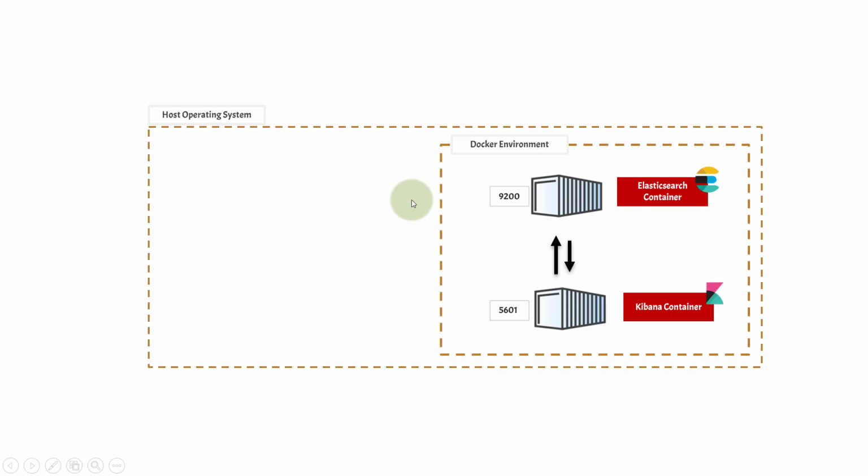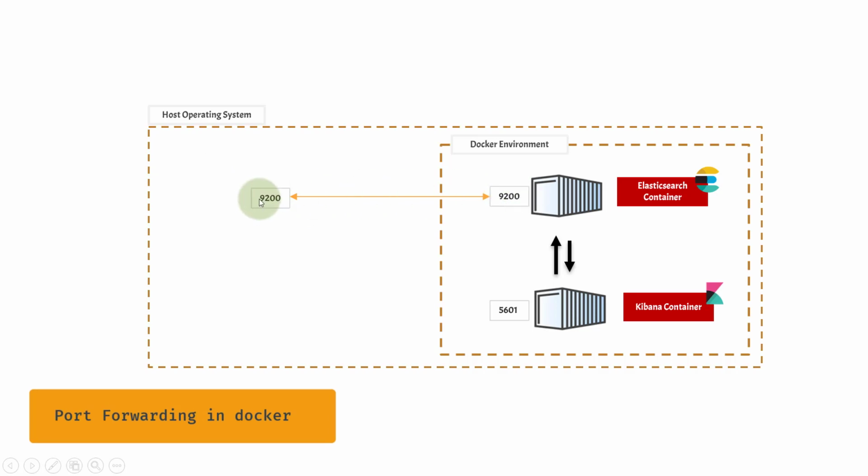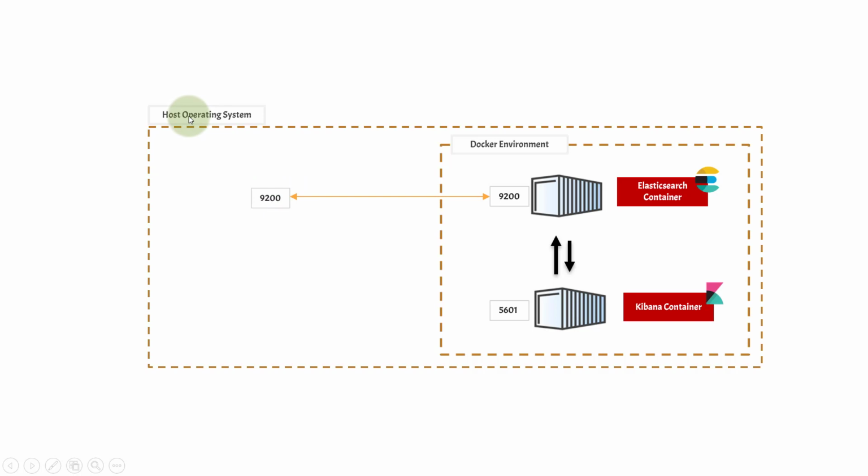Now you will ask how it can be contacted from the outside world. For example, if some client is present on your host operating system, how can that client contact this? For that, there is something called port forwarding, and port forwarding connects a port on the host operating system to the Docker environment port. So we'll be connecting port 9200 on the host operating system to this Docker environment, and in the same way we can connect port 5601 to the Kibana container.